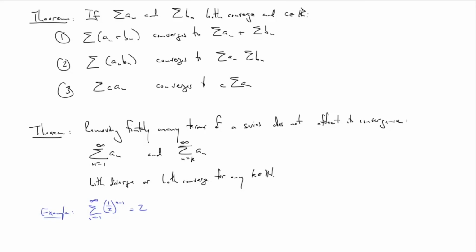For example, we've already seen that the geometric series, the sum n equals 1 to infinity of 1/2 to the n minus 1, is equal to 2. And if instead we considered the series sum n equals 5 to infinity of 1/2 to the n minus 1, well, it's the same series except missing the first 4 terms. So you'd get 2 minus the sum of the first 4 terms, some finite number. Still converges, just converges to a different number.